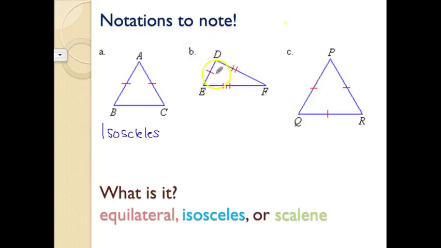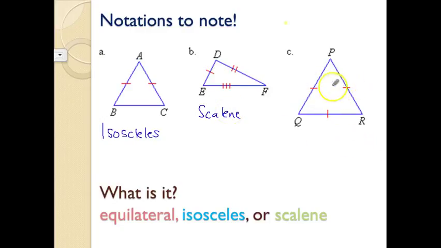In our next triangle, we've got all different number of ticks on all three legs so that we know that all three legs have different lengths. And we call this type of triangle, does anybody know? Scalene. When you've got three different side lengths, it's scalene.